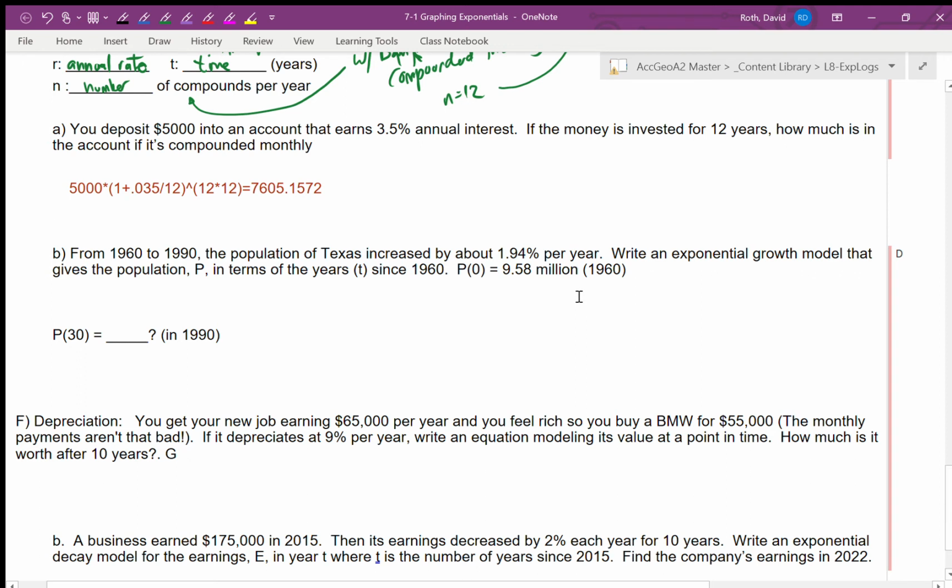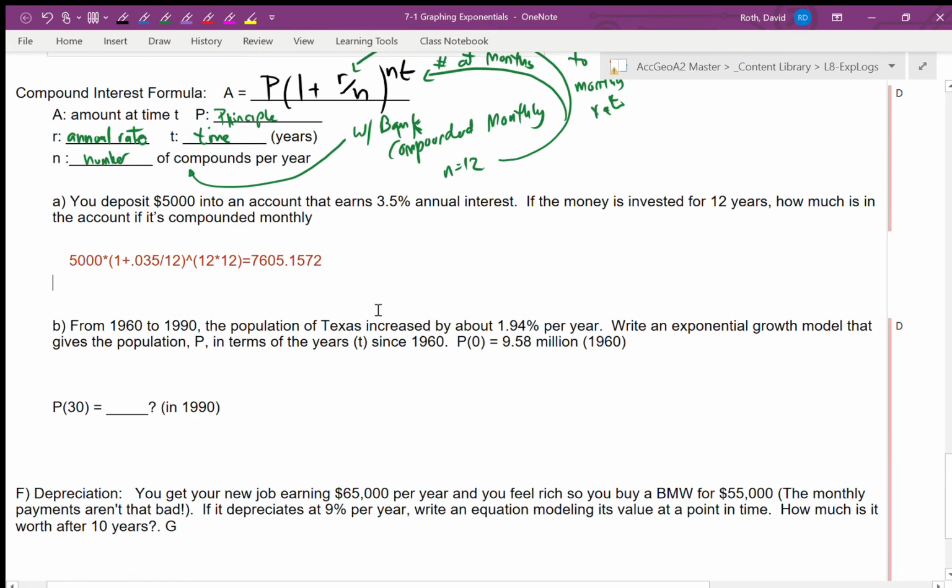This would be simply, it's still the principal is my beginning population, which is 9.58 in this case, and I still have an interest rate or a growth rate of 1.94%. So it's simply population in year 30 will be equal to 9.58 million times 1 plus 0.0194 raised to the 30th in this case, right? 30 years after 1960.